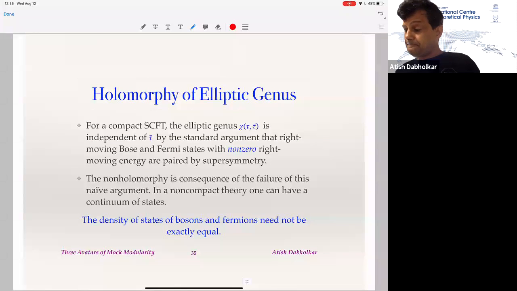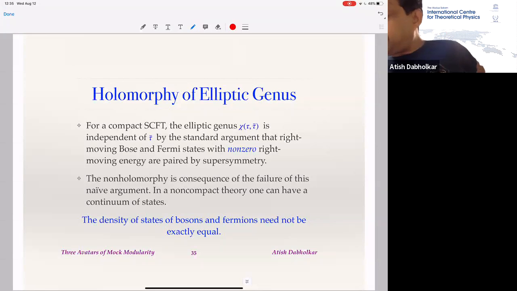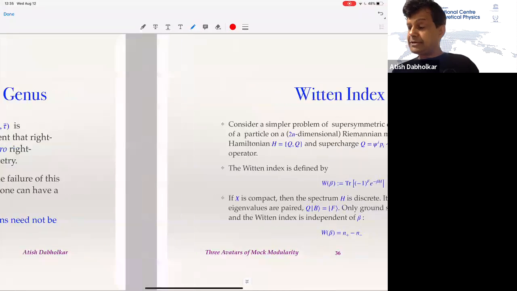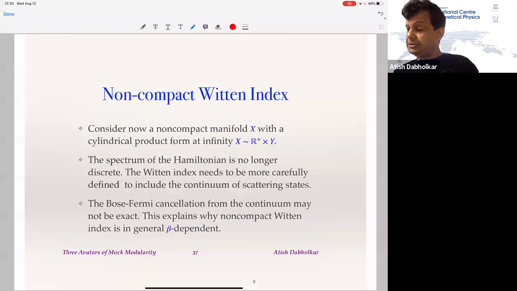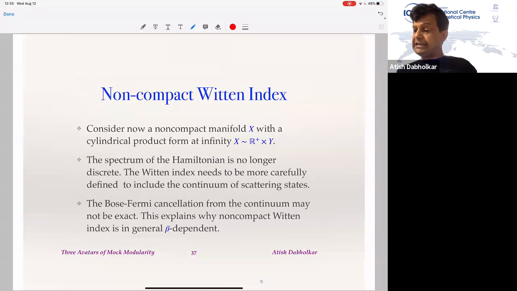Okay. So as I explained to you, for a compact superconformal field theory, the elliptic genus is independent of tau bar by Witten's argument. This we have already gone through. But for a non-compact Witten index, this argument can fail. Why?